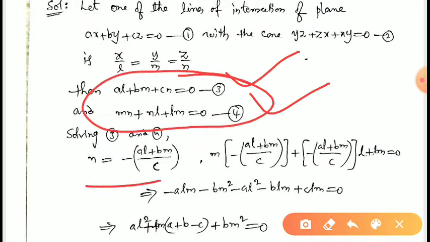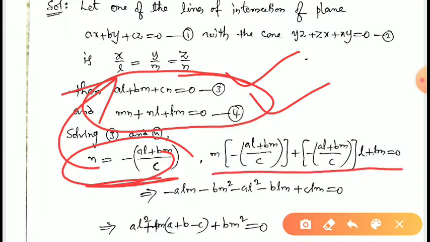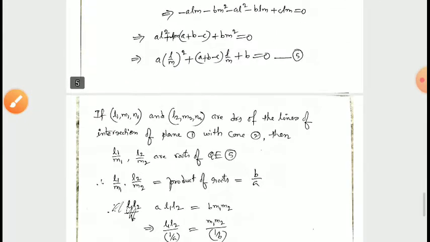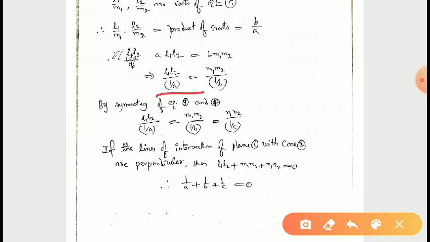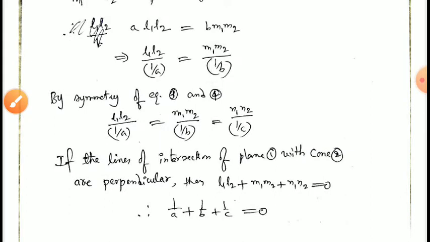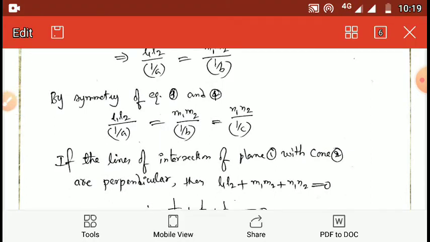And in this, what we have done is taken the value of n from this equation. In a similar way you can take the value of L or the value of M. By taking the value of L, you can continue the same argument, and also by taking the value of M, you can continue the same argument. So by taking different values of L or M, by symmetry we can extend this equation up to 3 terms. So we can write L1 L2 by (1/a) is equal to M1 M2 by (1/b) is equal to N1 N2 by (1/c).